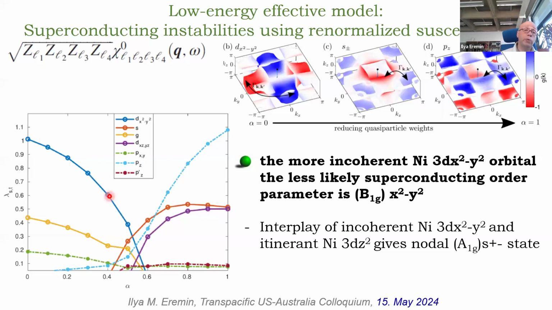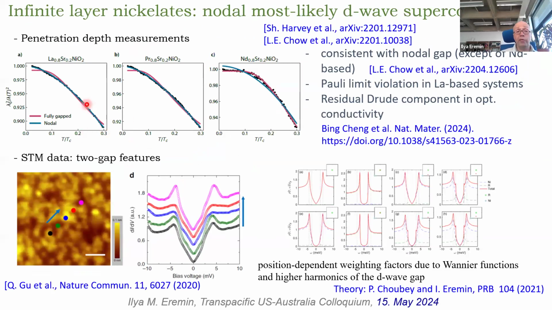What about the experiment? Well, experiment is kind of consistent with the dx square minus y square, because if you look at the penetration depth, it shows a nodal gap, which would be consistent with a dirty D wave fit. You can use various rare earths, and it appears to be roughly consistent with dx square minus y square, apart from the neodymium system.